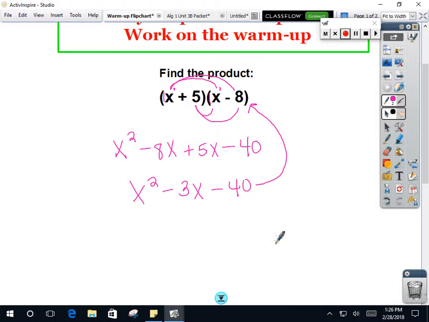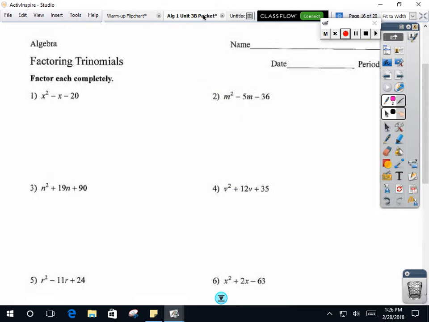No, yesterday we factored binomials. Today we're factoring trinomials. Well, a binomial only has 2 terms. A trinomial has 3. Okay, so turn in your packet to page 14.